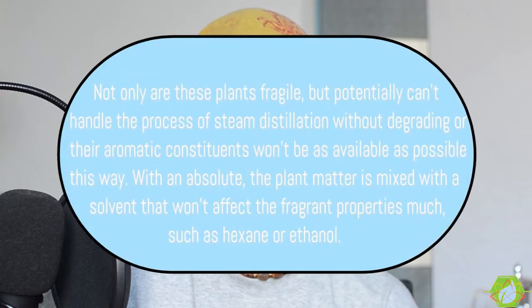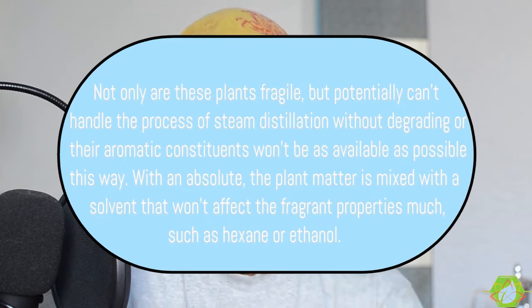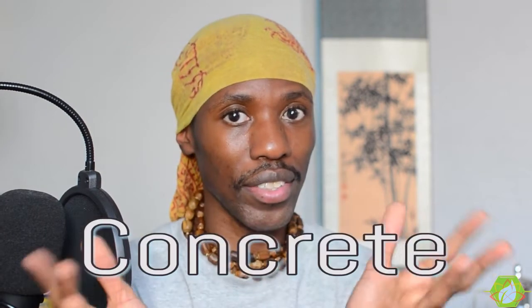Not only are these plants fragile, but they potentially can't handle the process of steam distillation without degrading, or the aromatic constituents won't be as available as possible this way. With an absolute, the plant matter is mixed with a solvent that won't affect the fragrant properties much, such as hexane or ethanol. After exposure to the solvent, the plant material is filtered out of the mixture and the solvent is distilled for removal. This leaves behind a semi-solid waxy mass called concrete.